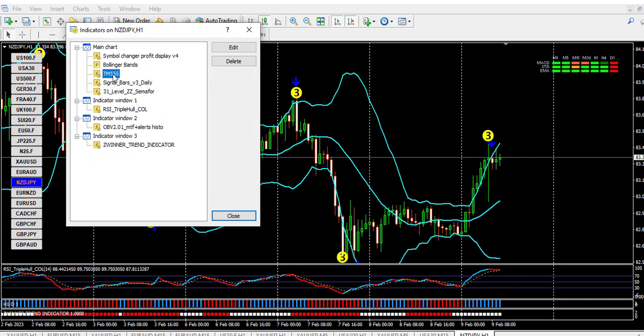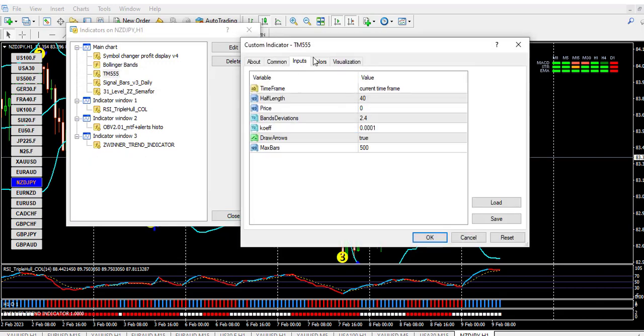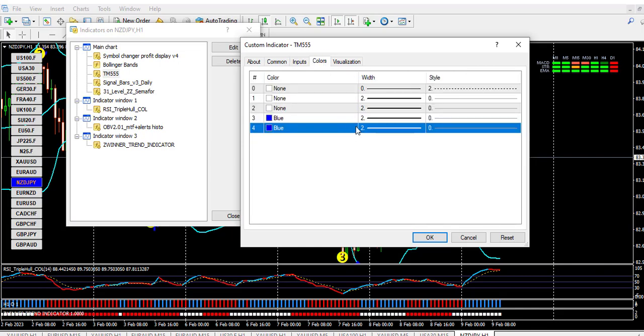And the next indicator is TM55. I know a lot of people rename this indicator, but any name you call it, this is the TM indicator, and the half length is 40. You can play with the half length, but this is what I'm using and it's okay for me. And the time frame is current. Then the bounce deviation is 2.0. Just pause the video and set it up. And the color I use is blue. I turn off the other color since I do not need it.